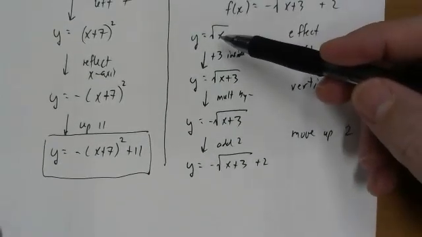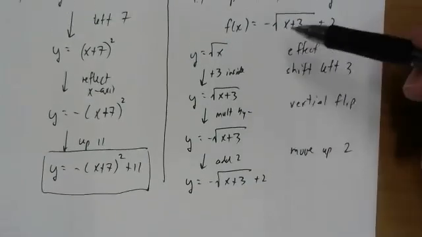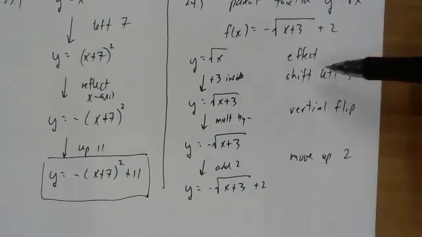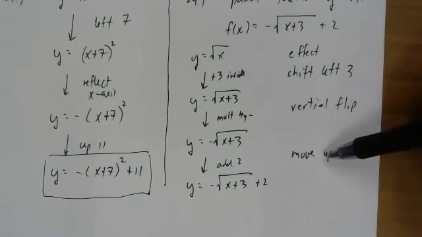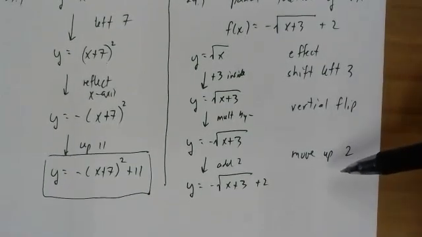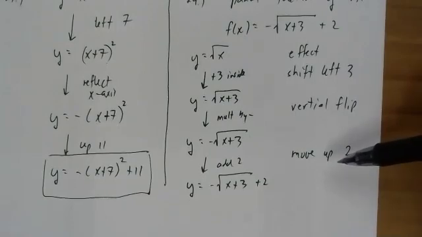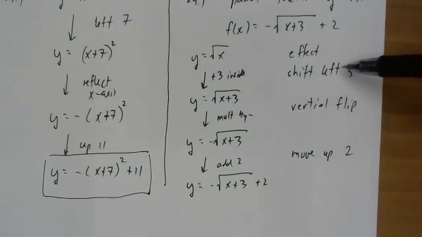So from the parent function, till you build it up to your final function, you've shifted it left 3, then you do a vertical flip, or you flip it around the x-axis, then you move up 2. So just to make sure, left 3, flip, shift up 2.